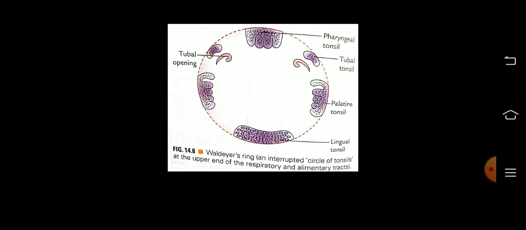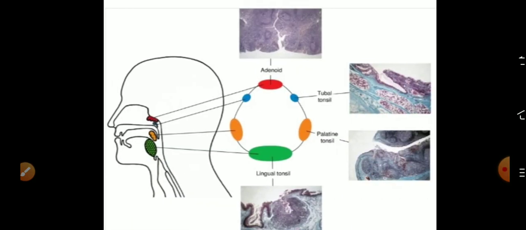This is very simple, and Waldeyer's ring is very important because the pharynx is a common compartment for both air and food. All the microorganisms entering this part are dealt with by this particular ring called Waldeyer's ring. So it is very important clinically.